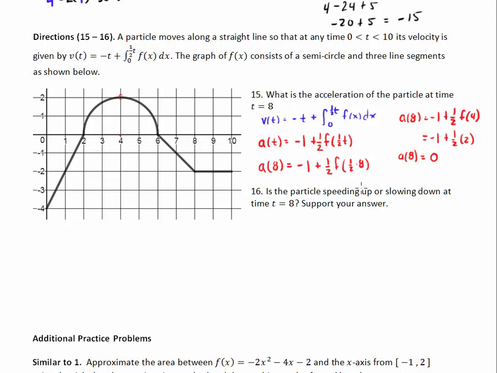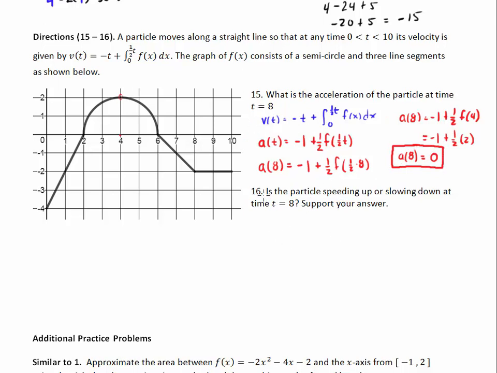All right, well, my answer is 0. What is the acceleration of the particle at time equals 8? The answer is 0. And you might think to yourself, well, why does he care that the answer is 0? Well, it's going to affect our next problem. But that's okay. We'll learn from this. Okay, so my acceleration at time equals 8 is 0.